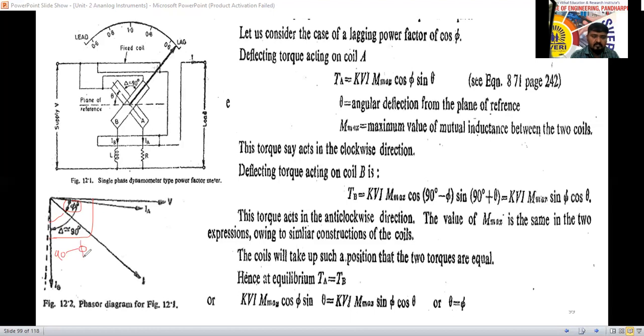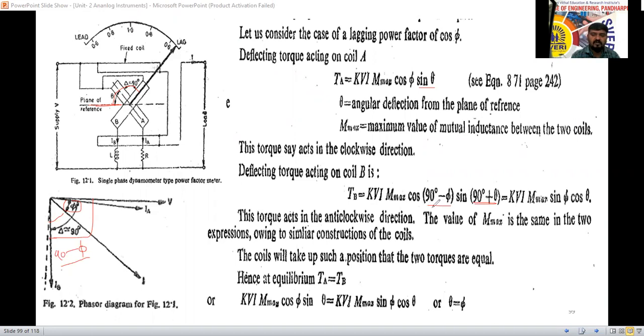Yes, sir. So that is cos of 90 minus phi we have written here now. Next, sine theta is there. Theta is related to the deflection here now. So for the A coil, it was deflected theta degrees. But now, from the reference plane to the coil B, what is the angle you have to tell here now? It is 90 plus theta, because from coil A to coil B is 90. So total is theta plus 90 degrees, that is sine of theta plus 90 degrees. We have to write here.